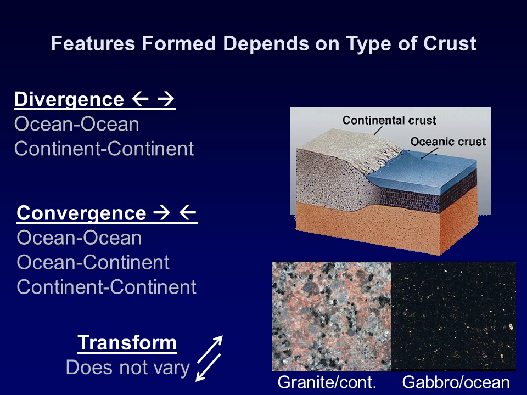At the transform boundary, it doesn't really matter. It doesn't vary between types of crust, so you don't need to worry about that one. But just a reminder, calling on the lesson from last week, the differences between continental crust and oceanic crust.